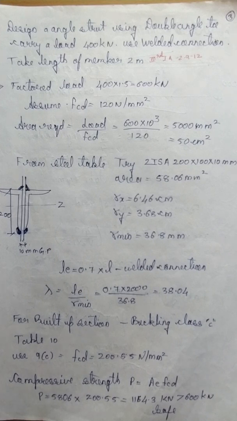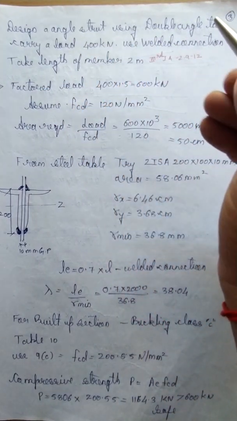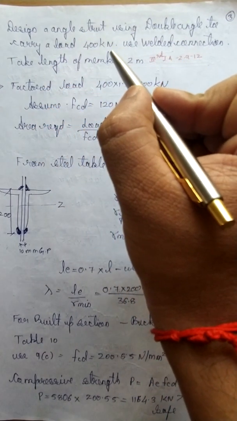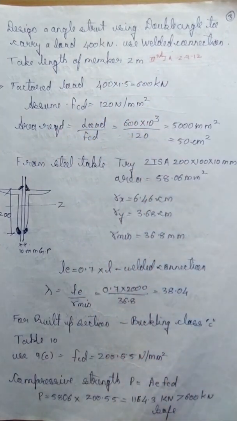In the previous lecture we have solved a numerical wherein we have designed an angle strut using a single angle section. So today we shall see how the design has to be done for double angle strut. So let us take a numerical. Design an angle strut using a double angle to carry a load of 400 kilonewton. Use welded connection, take length of the member as 2 meter.